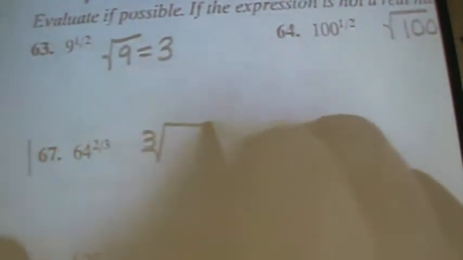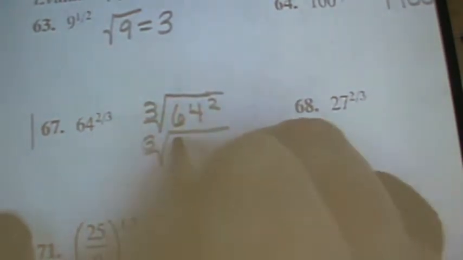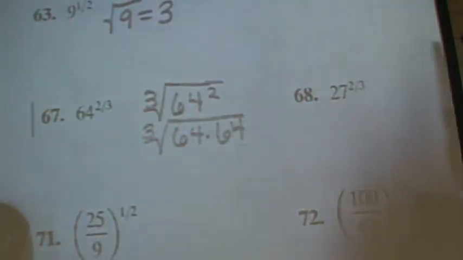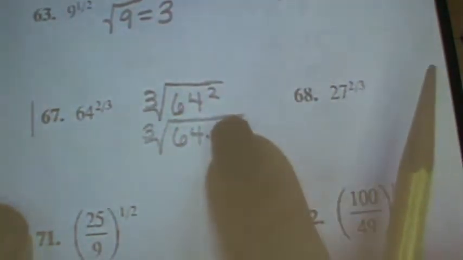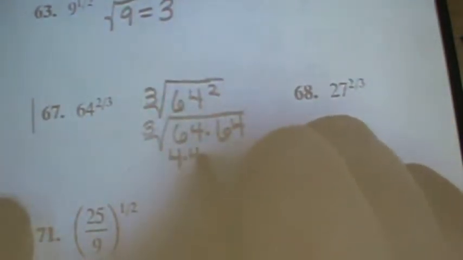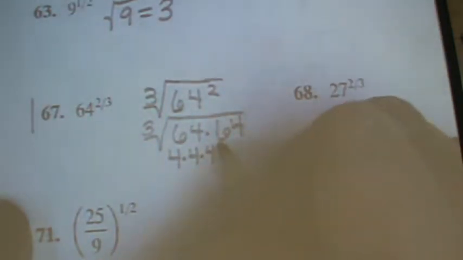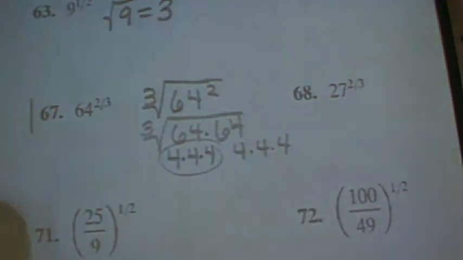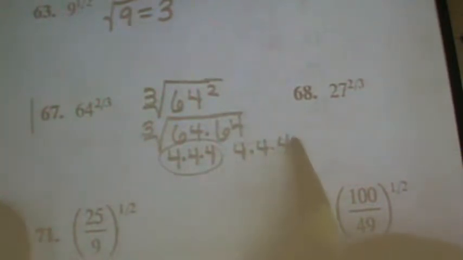64 to the 2/3 power. This is asking you, what's the cube root of 64, but we have 2 of them. So if I wanted to think about this without a calculator, I've got 64, but I've got 2 of them. Okay? Well, if I have 1 of them, the cube root of 64 is 4, right? 4 times 4 times 4. So I've got 4 here, but I've got another 4. So what is 4 times 4? 16.